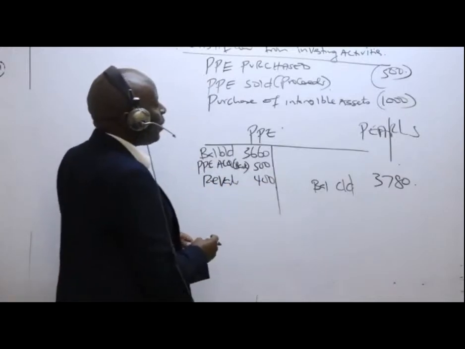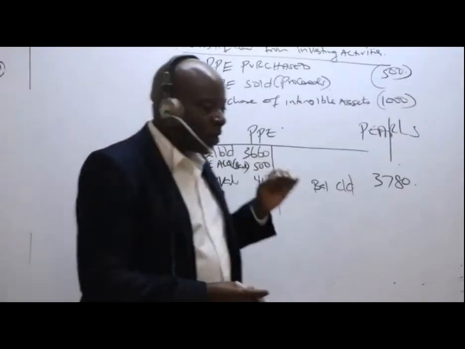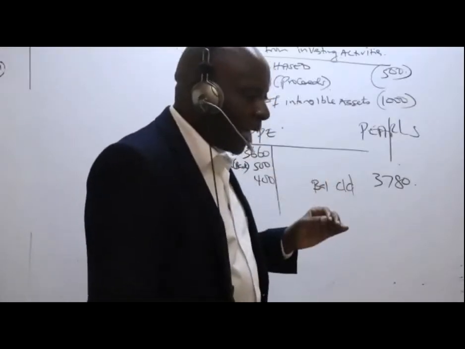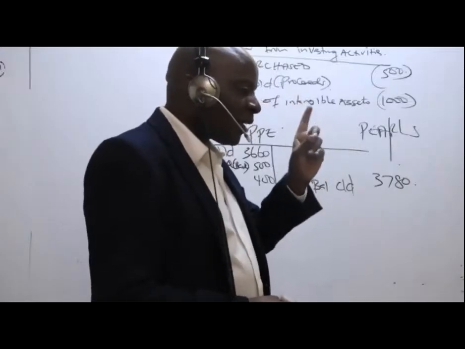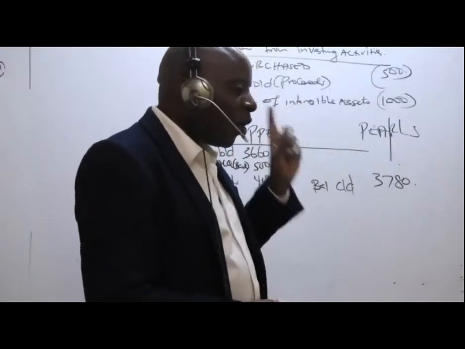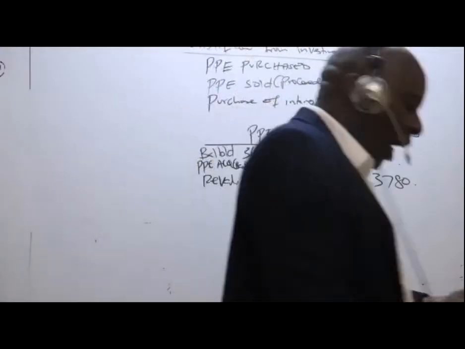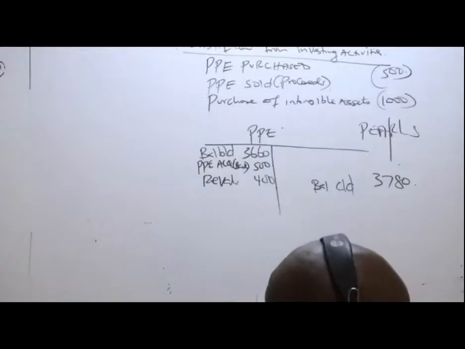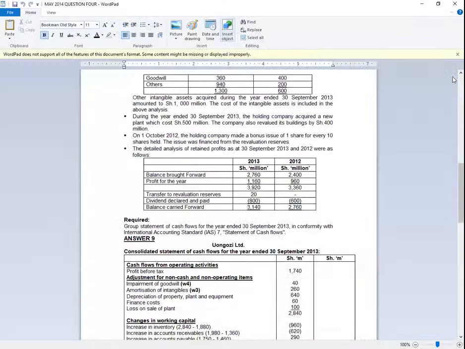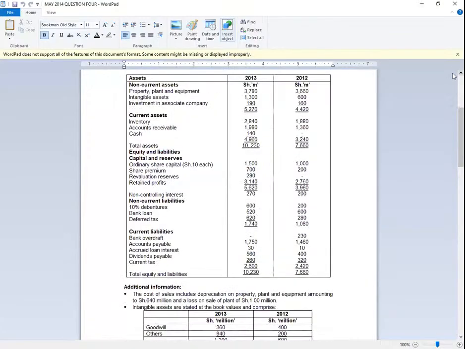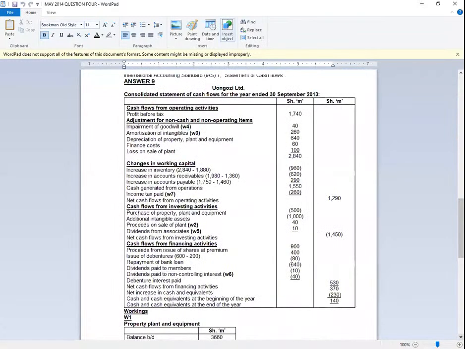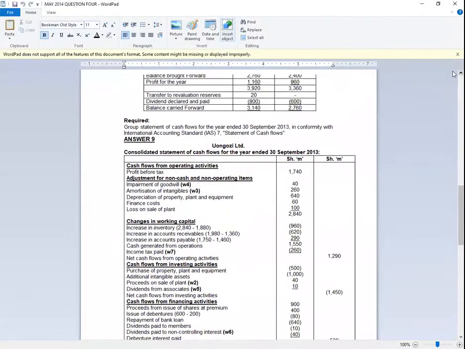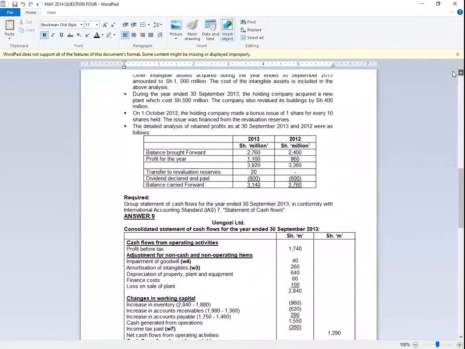And then if you remember very well, there is a place where they told us that we had a loss on sale of some asset. Do you remember that loss? There's a place they told us something like that, somewhere.